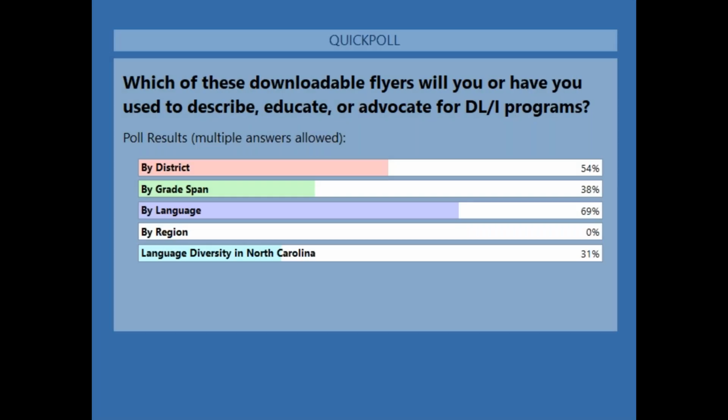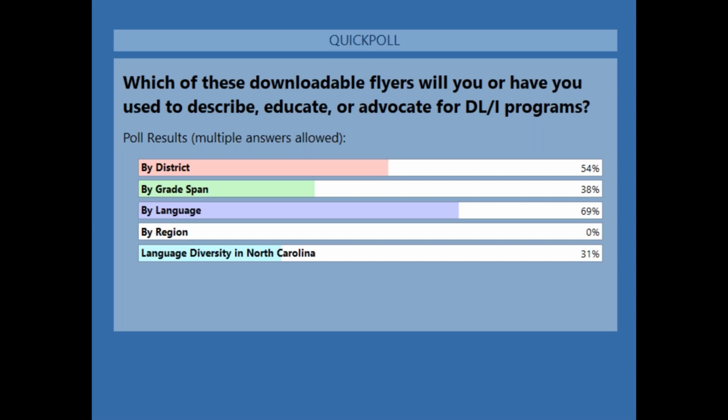So it's really good to know that the majority of you, 69%, said you use the by language document. And it is always interesting, especially since we now have 8 languages in North Carolina that we do DLI in, and we could have a 9th or 10th at any time if one of our districts or charter schools decided to add that. I also see over half of you reference the by district listing of our DLI programs, and almost 40% said they like the by grade span.